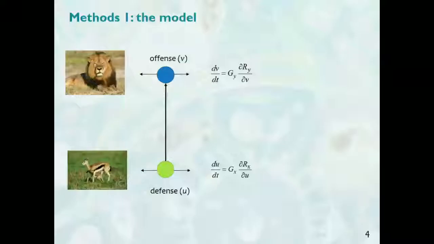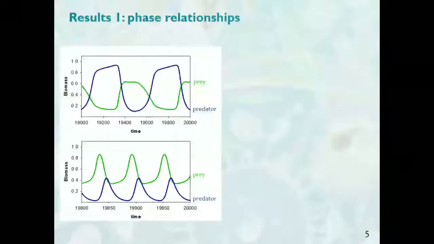And these two parameters here, GX and GY, are a measure for the speed of adaptation. GX is the speed of adaptation of the prey, GY in the predator. And these are the parameters that I'm going to show some results for. So, first let's look at the dynamics.